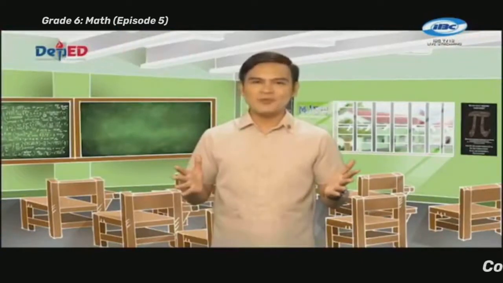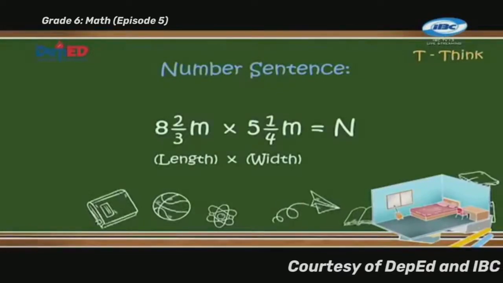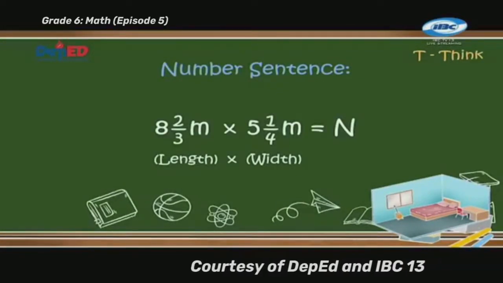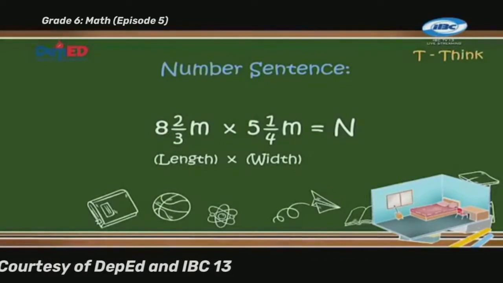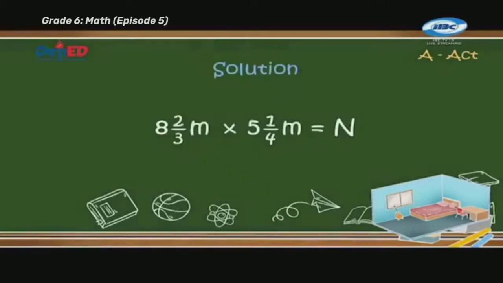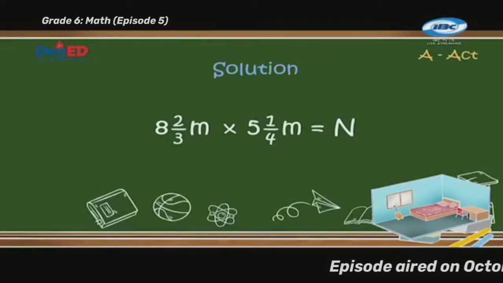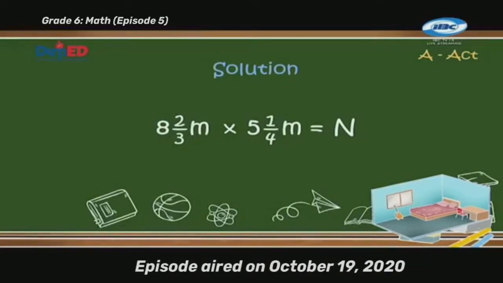Since we already know the operation, let's create mathematical or number sentence. By multiplying the length and the width, we have 8 2/3 meters times 5 1/4 meters equals n. Step 3. We already have a plan, so letter A stands for act on the plan. It means let us solve now the problem by showing our solution. 8 2/3 meters times 5 1/4 meters equals n. Remember the steps in multiplying mixed numbers. 8 2/3 times 5 1/4.